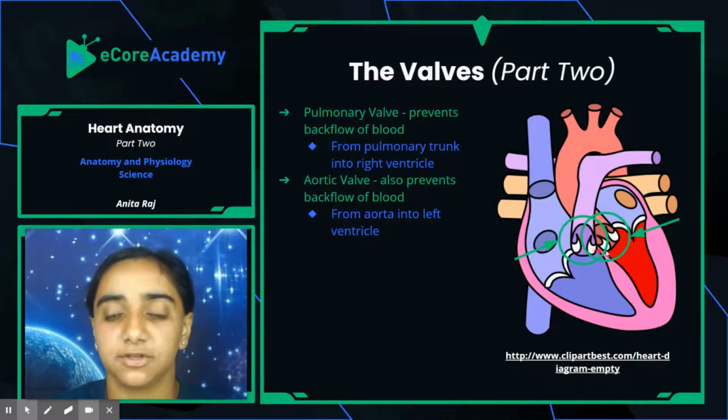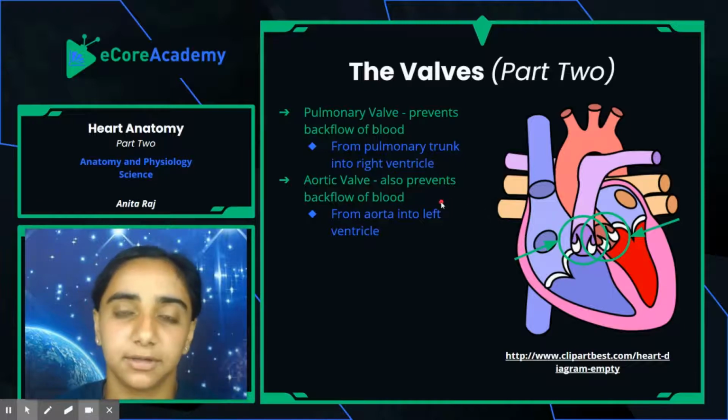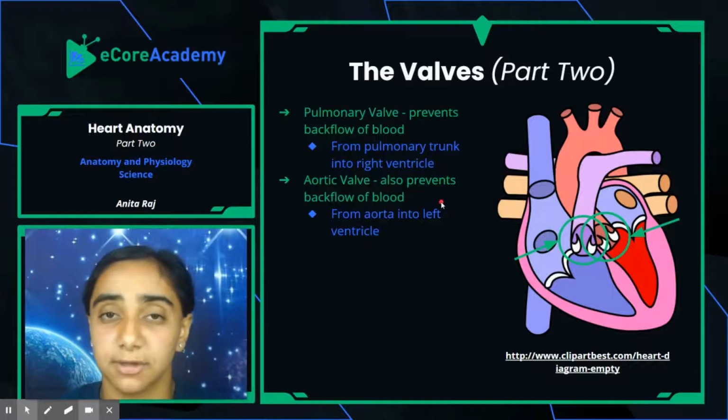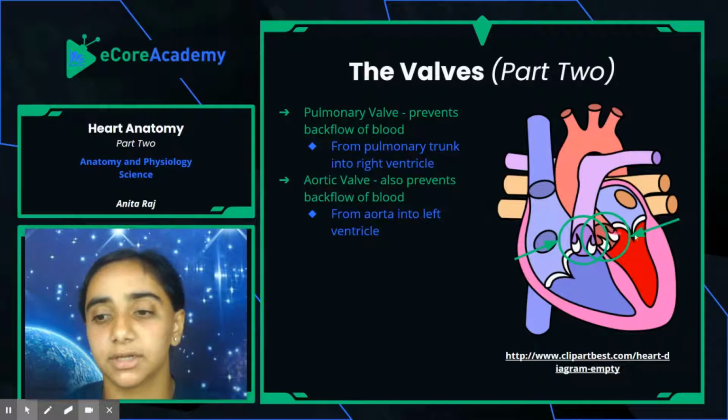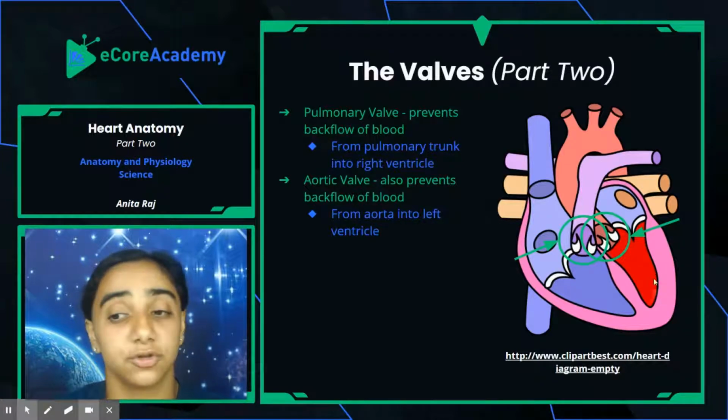So your aortic valve is located to the right of your pulmonary valve on this diagram. It is in light red. So it also prevents backflow of blood. It closes after the left ventricle pushes blood into the aorta to make sure that blood doesn't go back into the left ventricle after it's left. So it connects, like I just said, the left ventricle to the aorta.